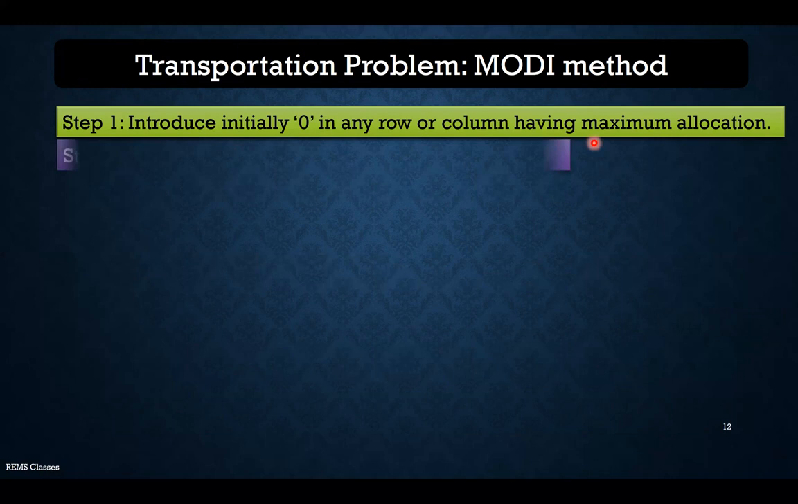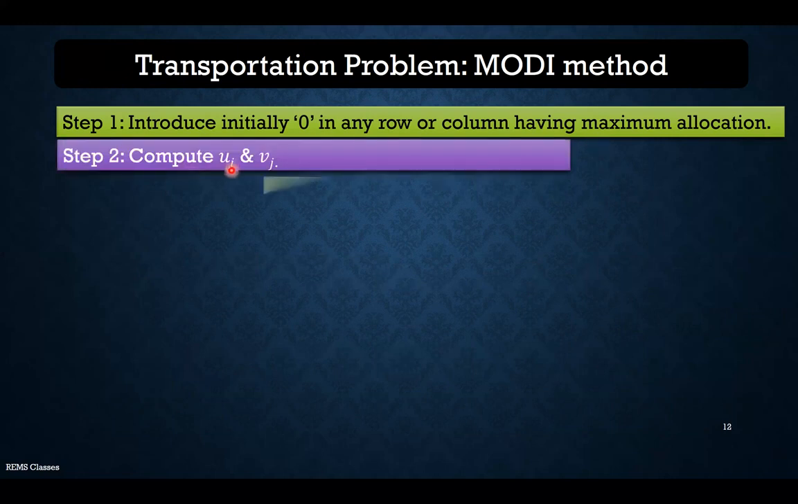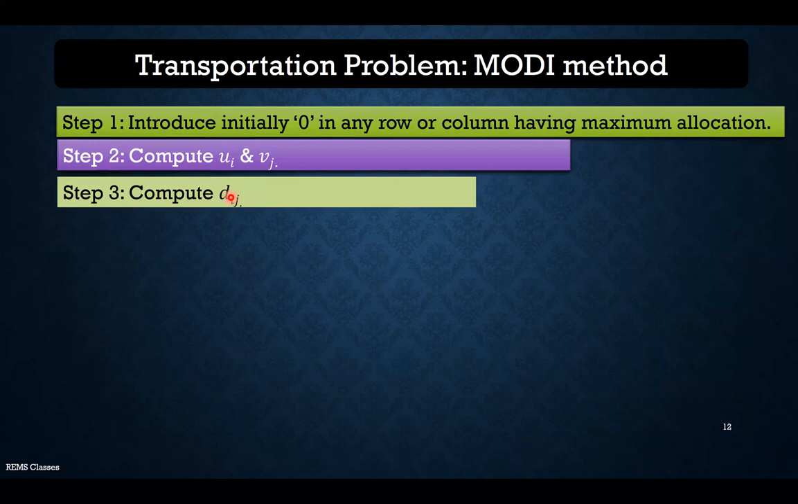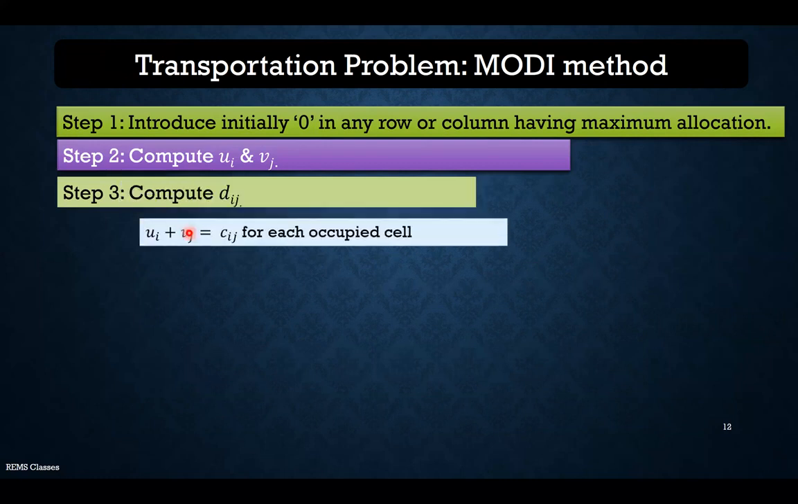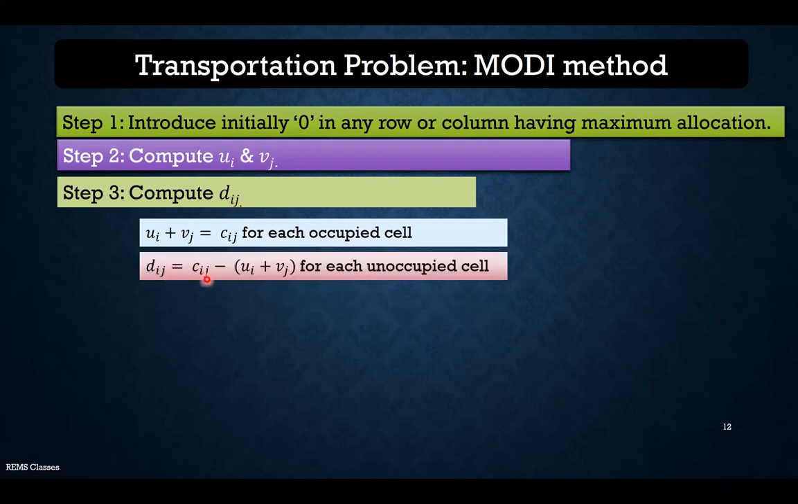Next, we have to compute ui and vj, and for that we can use this particular formula for occupied cells. We have to find ui and vj by making use of this formula, and we have to compute Dij by using this particular formula. The formula ui plus vj equals cij is only valid for occupied cells, and the other formula is only valid for unoccupied cells. If we use this formula for an occupied cell, it is not valid, and if we use this formula for an unoccupied cell, then it is also not valid.